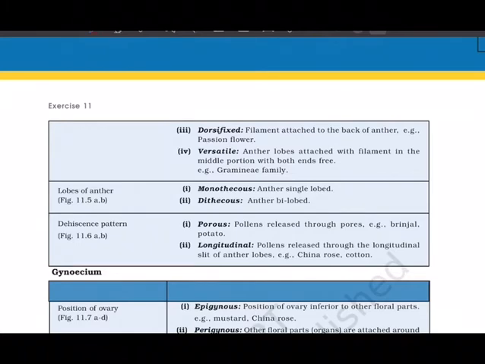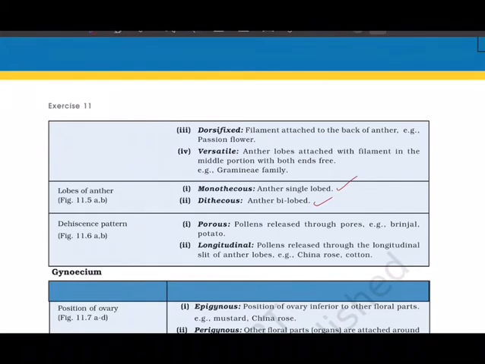Lobes of the anther, that is rooms: when you take the anther, there will be rooms inside. Monothecous: anther is single lobed, only one room is there. And if the anther is divided into two portions, two rooms are there, then it is bilobed. And dehiscence: when the anther becomes matured and breaks open, the pollen grains are released. So release of pollen grains is dehiscence.